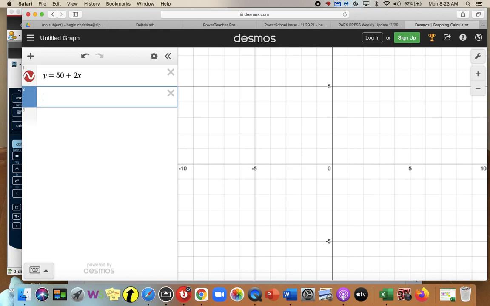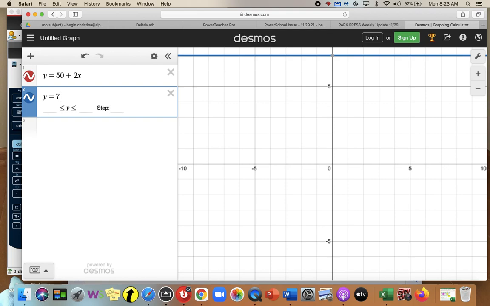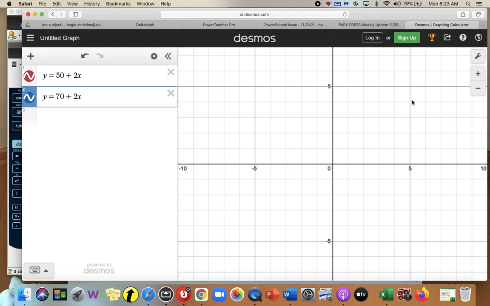Hit enter. Again, we can't see it. We'll have to adjust our window. And then for Hertz, it was $70 to start out with. Oops. But then we added $1 per mile. And we have to change our window.